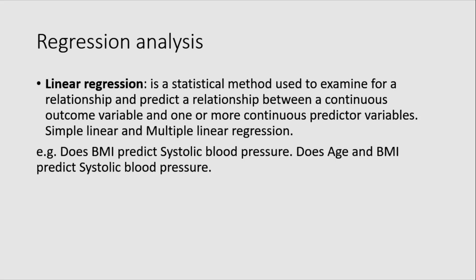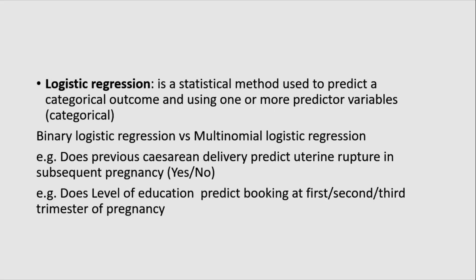So you can have simple linear regression when you are considering just one predictor variable, just age. But when you're considering more than one predictor variable like age and BMI against systolic blood pressure, you start using multiple linear regression.